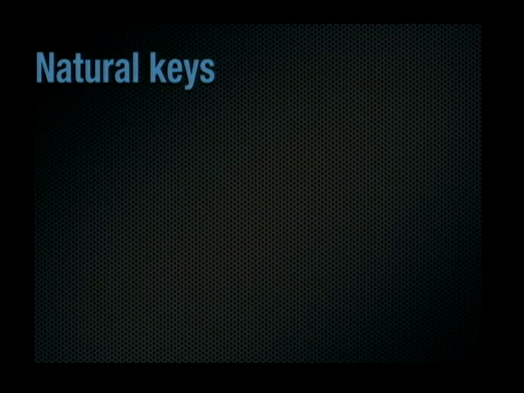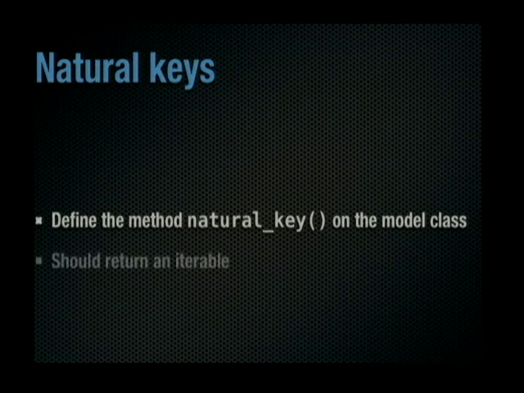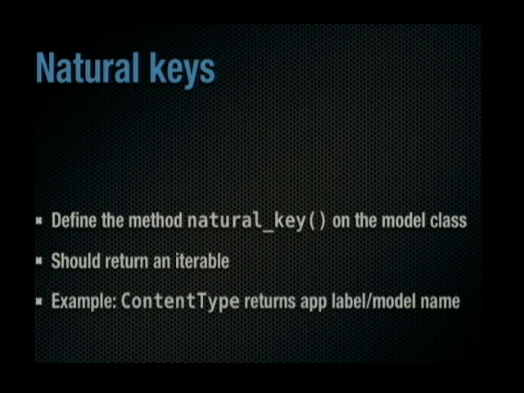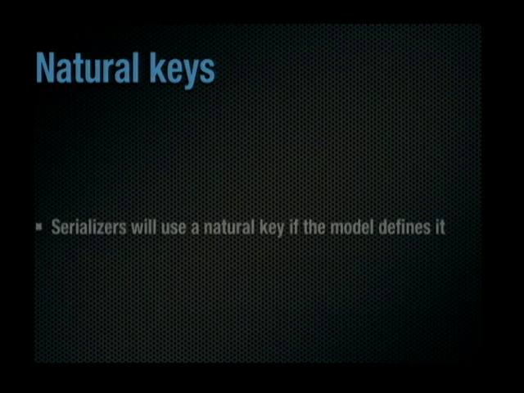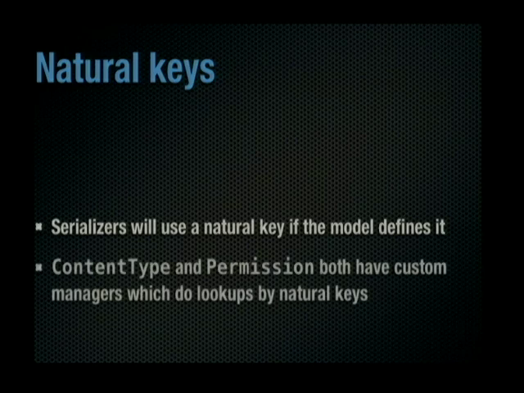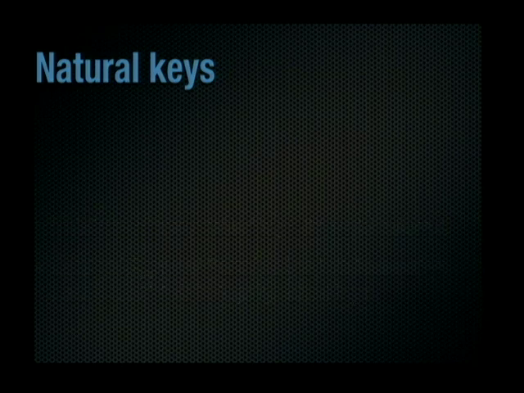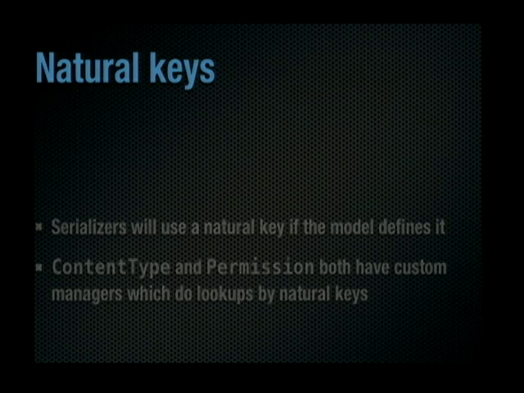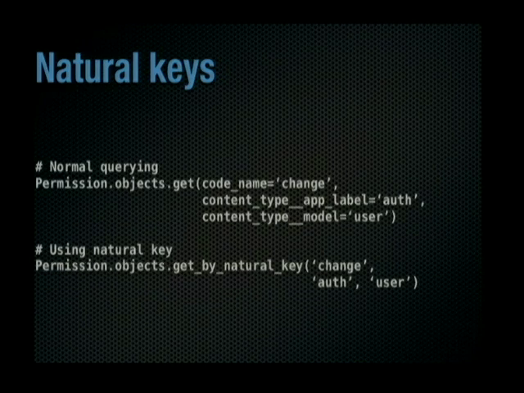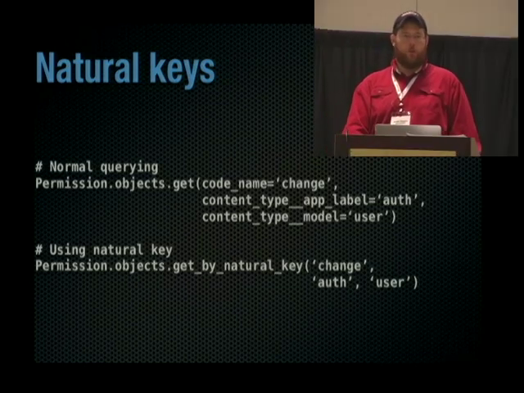Natural keys. Anybody read the Django Advent article on natural keys? Okay. Natural keys are really handy. They let you define a method called natural key, which should return some sort of iterable type, traditionally a tuple. Content type's natural key is a two-tuple of app label and model name. These are kind of handy because the serializers will use your natural key if you define it. Content type and permission both do these, and have custom managers that can do lookups by natural key. Here's an example. The permission model in Django, you could write permission.objects.get and specify the full set of arguments. It also specifies a method called get_by_natural_key, which just takes these three values which uniquely define it.